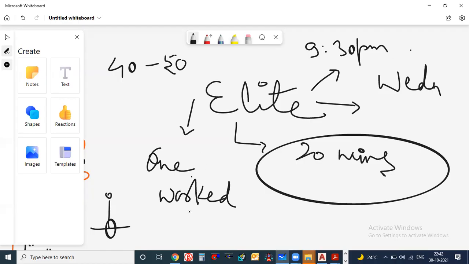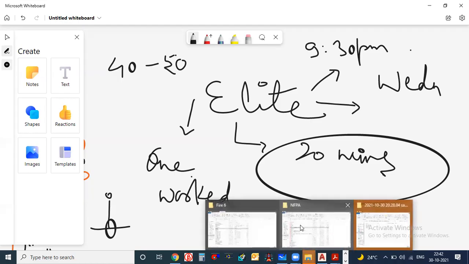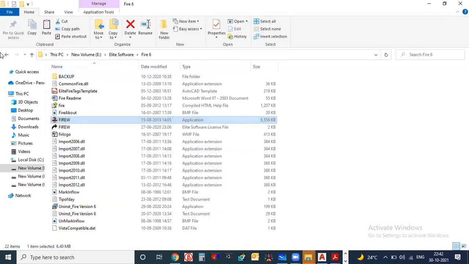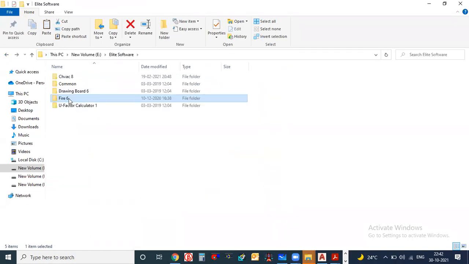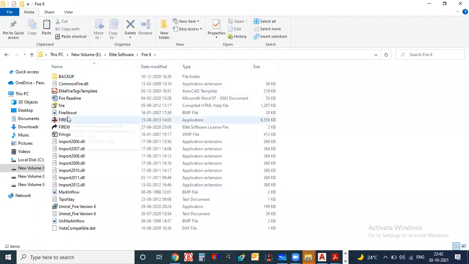I will share you the link with the mail, and remember that you have to download from this Fire 6 only. Just Fire 6, download everything. If the license file is not copied, don't worry. I will show you how to download this Fire W. Sometimes because of the antivirus or because of some internet activities, the license file will not get downloaded or installed or copied in your system. So don't worry about that.